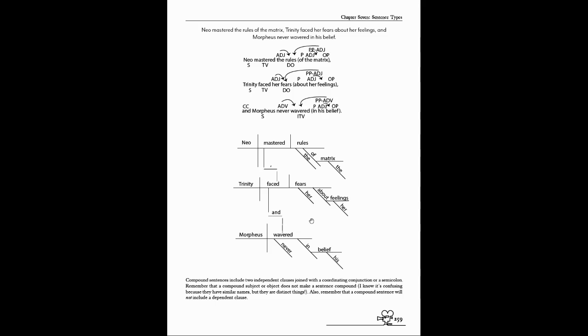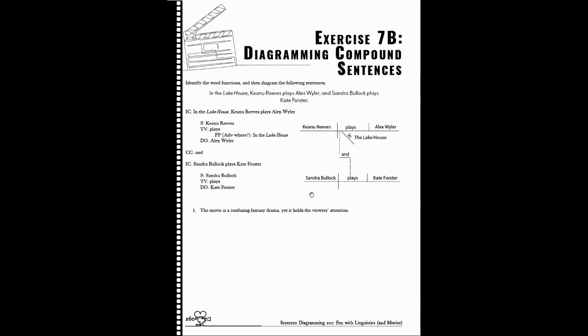But basically, a compound sentence is going to have independent clauses. It will have at least two, might have more than two, and it will never have a dependent clause. And now you're ready to practice with exercise 7b. You made it through compound sentences.